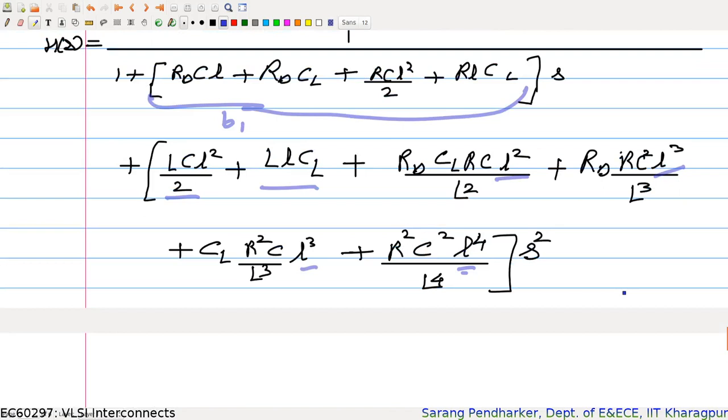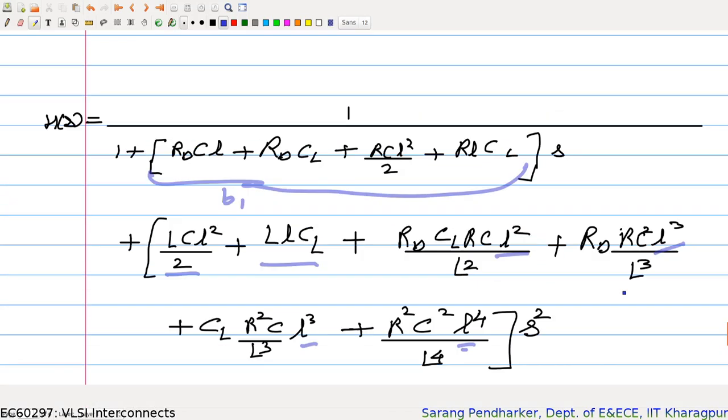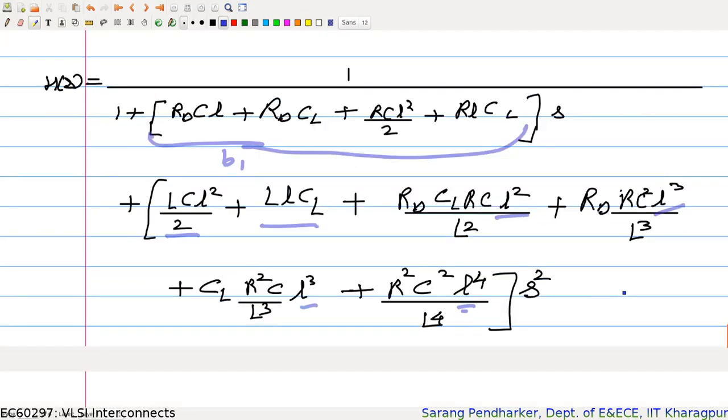Before I summarize this lecture, we are towards the end. The main goal here was to derive this expression. I will now show you two papers which talk about this.